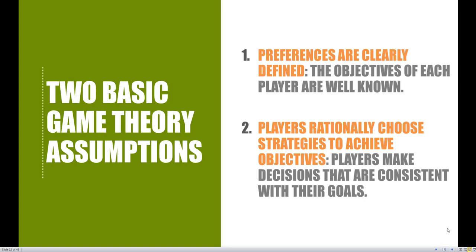Before we can go ahead and start solving some of these game theory games out, we need to take a look at a few of the assumptions and what type of games we are interested in looking at. So two assumptions that we have right here. Number one, preferences are clearly defined where the objectives of each player are well known. So every single player that we take a look at in each of these games, they know exactly what they want. They want to get the highest payoff for themselves.